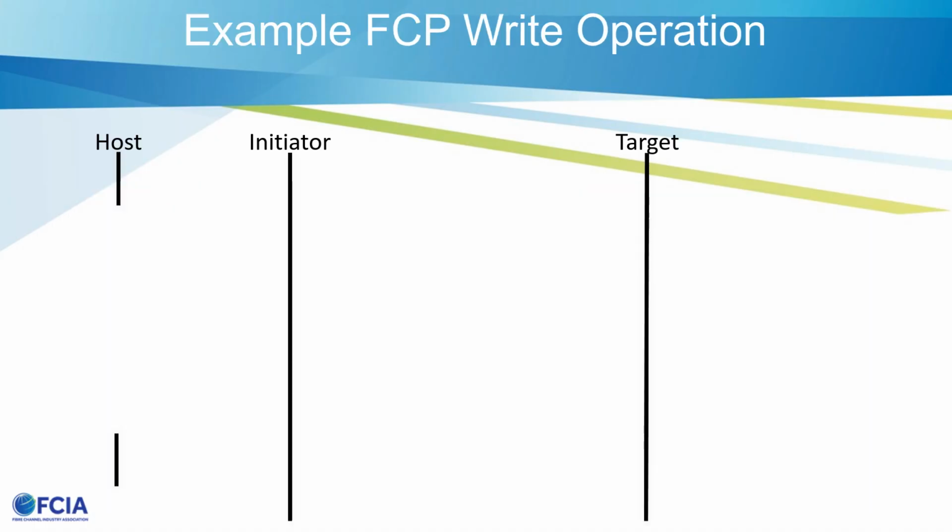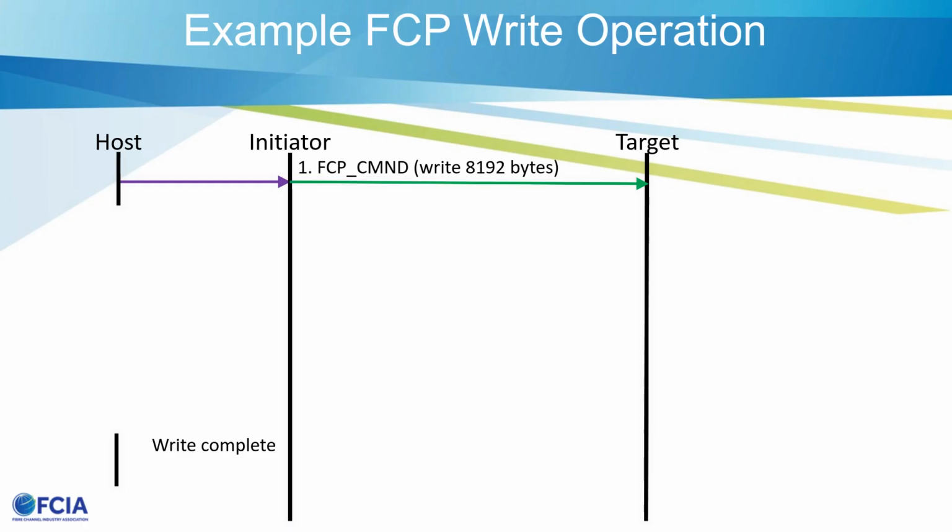If we look here at an example of a write operation, the host is going to initiate an I/O. In this case, it's 8K in size, and that I/O is going to make its way from the initiator, the server, over to the storage array, otherwise known as a target. Once the target gets this, he can look at the I/O, see how big it is, and decide how much space he has. He can clear space and get ready for the I/O.